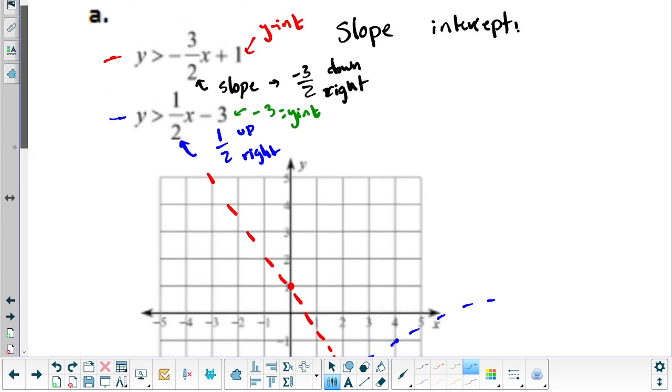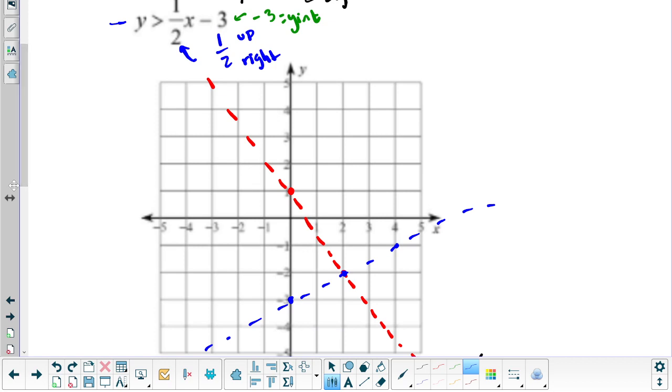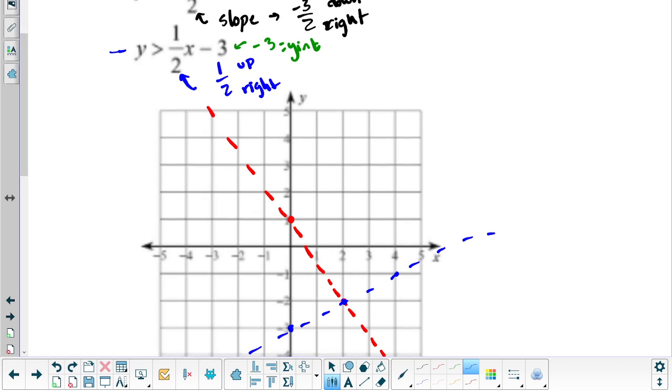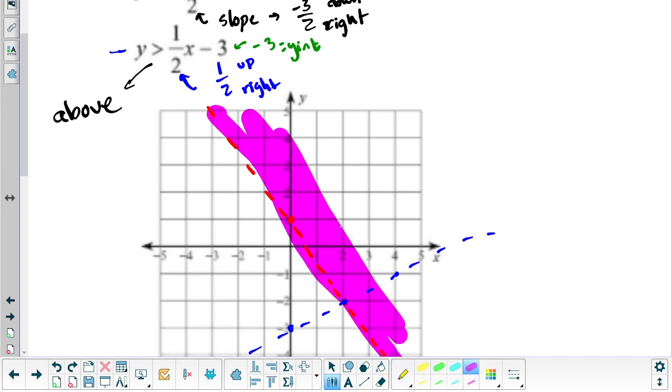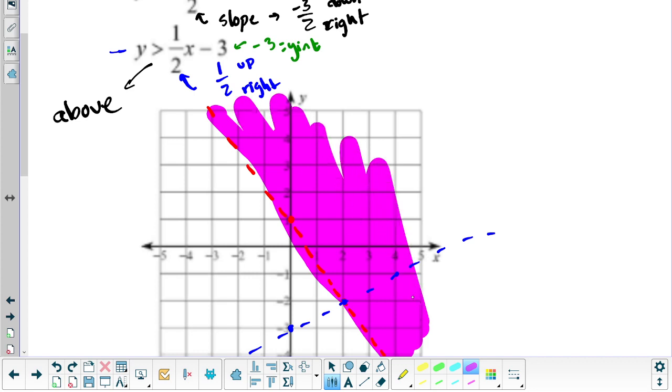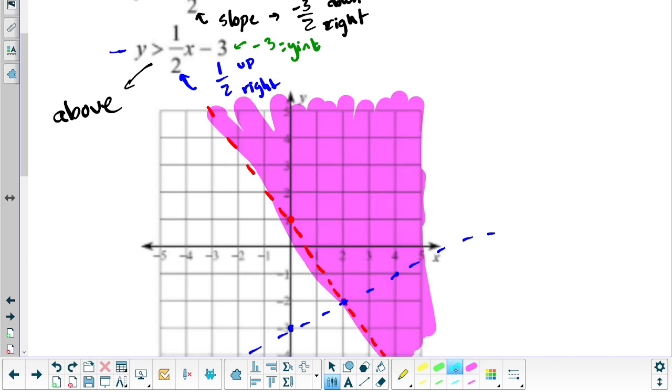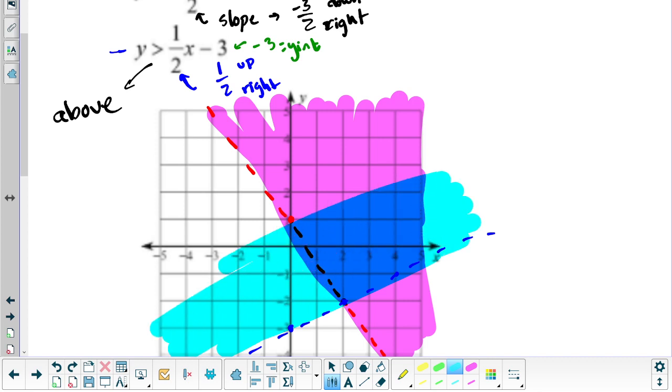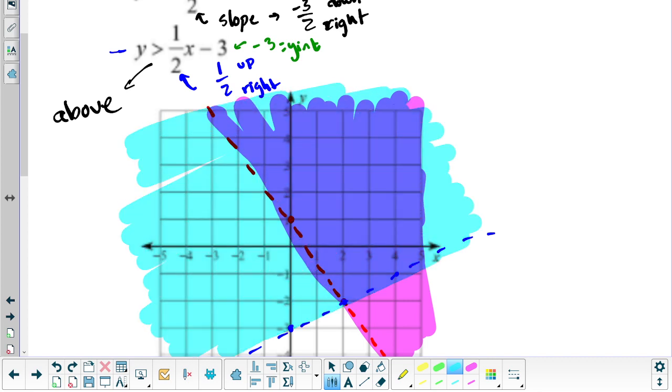Okay. Now for the fun part, the shading. I need to shade because both of my symbols are greater than. This one's greater than, this one's greater than. I need to shade above both lines. Okay. Well, I can see that above my red line, and I'll do this in pink highlighter, is all of this area. Everything above my red line. Okay. Above my blue line is all of this area, everything above my blue line, right? I'm just shading everything that's greater than that thing, which means all of my double shaded area, this sort of purpley, is my solution area.